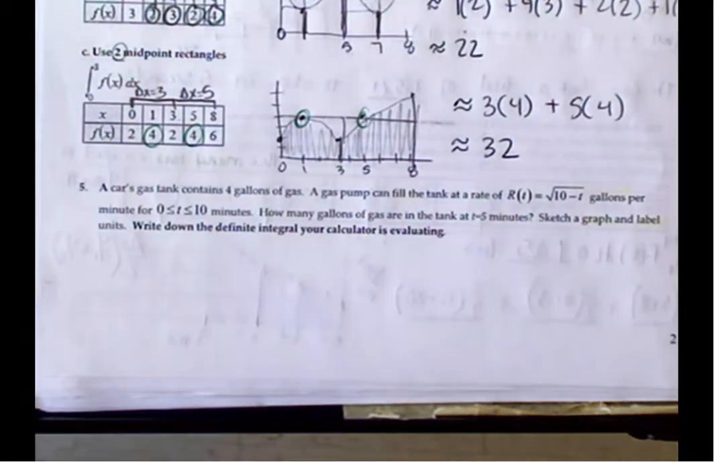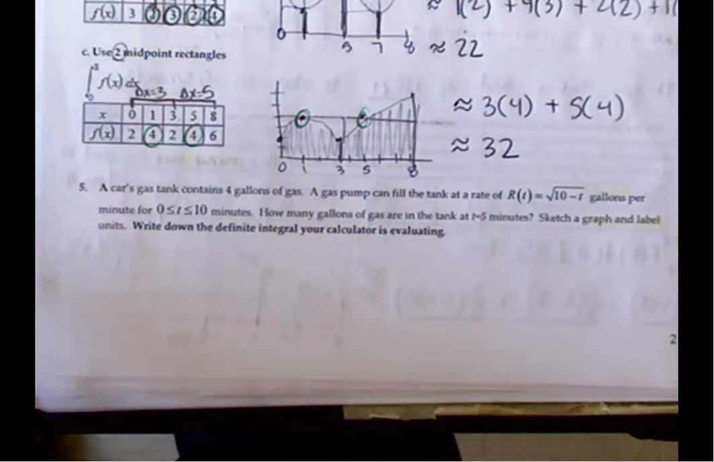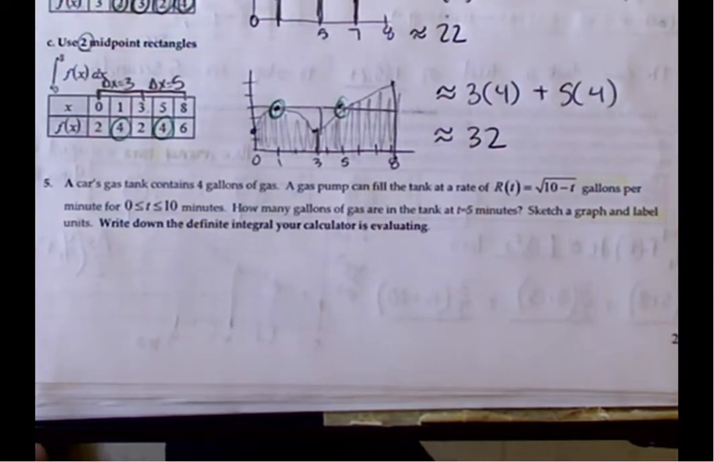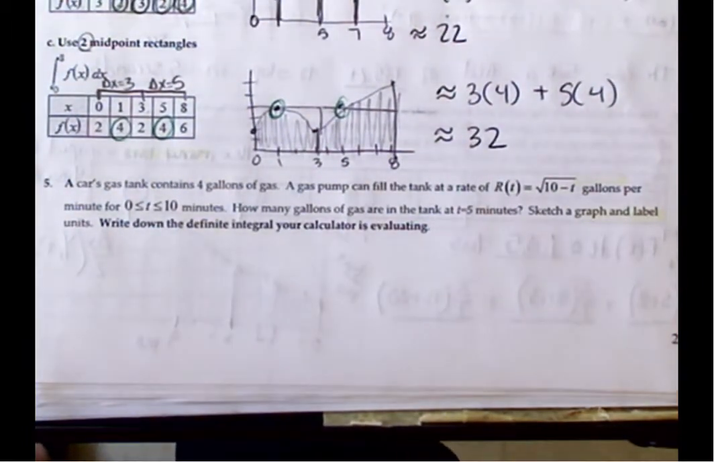All right, 2 examples, and then we'll get you guys started on your work. Looking at number 5, you're given an equation. It says a car's gas tank contains 4 gallons of gas. A pump can be filled at a rate of root 10 minus t gallons per minute for 10 minutes. How many gallons of gas are in the tank at 5 minutes? Sketch a graph and label the units.